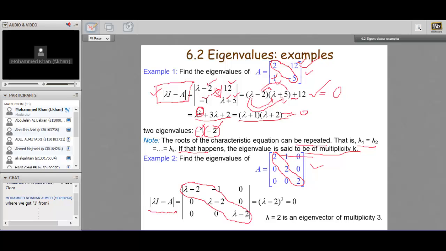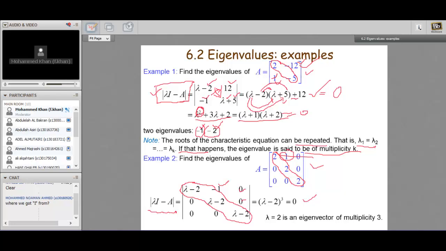Whatever the rest of the elements are, put the minus sign. So here we have a minus 1, here we have a plus 1, we put minus 1, and the rest of the places are 0. So we put 0, minus 0 everywhere. There is no difference between 0 and minus 0. When you open this determinant, because everywhere is 0, you will get (lambda minus 2) whole cube is equal to 0.